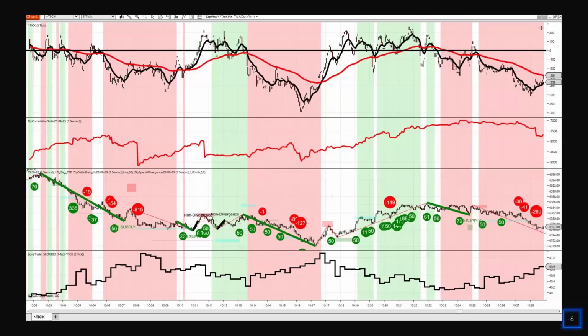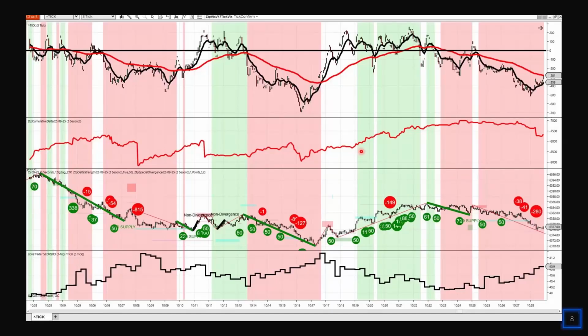This takes me to probably what I consider my most important chart and my most important use of BloodHound. Top panel up here is the $ tick, and the BloodHound template that I'm using is one that I created called Tick Confirm. Second panel is a cumulative delta. And what is different about this cumulative delta is that it is filtered for trades of 25 or more. And that's important.